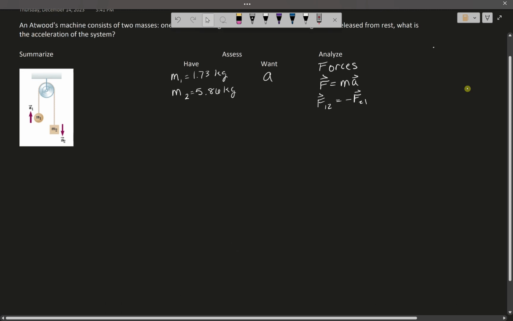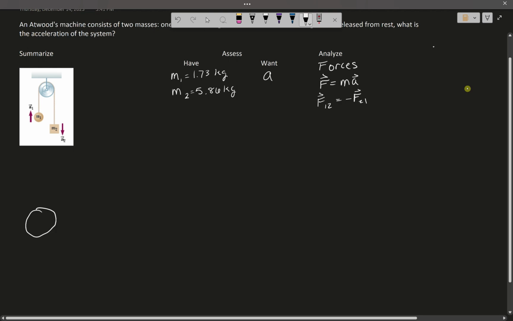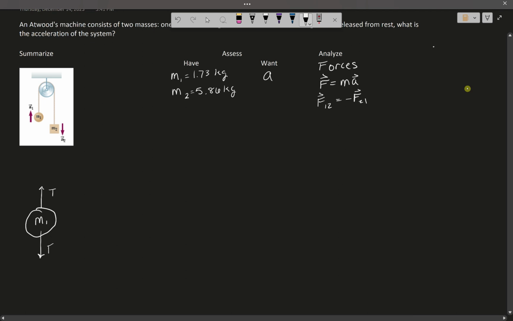So what I'm going to do here is I'm going to just redraw this, but instead of redrawing it as them being connected by this pulley, I'm going to draw them separately so I can draw the force diagrams. So we have mass 1 here, and we know that there's going to be some tension applied to this string, and that there's going to be the force of gravity pulling it down.